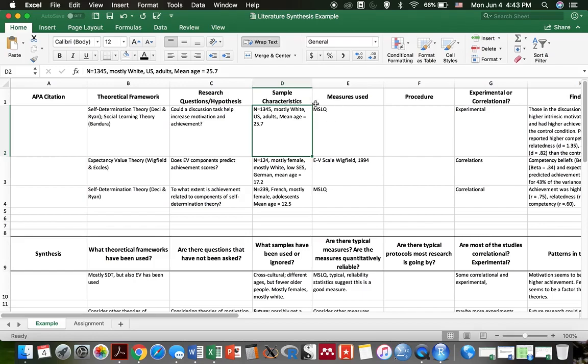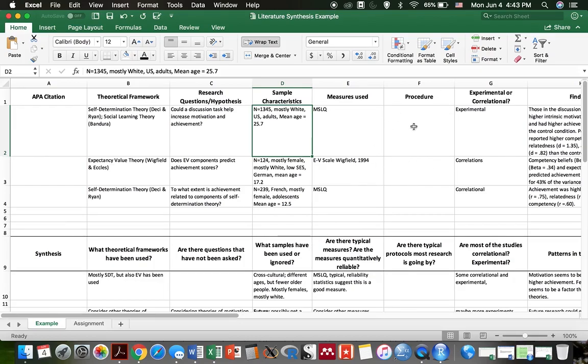So MSLQ is a big motivation scale. So this might be something to look at if I actually wanted to go and do a new study. But this isn't as important for you guys, but it's kind of important to know, did they just use a one-item scale? Did they use a larger scale? I hope that makes sense, because a more validated scale gives you more evidence, better quality evidence to make your claims from.